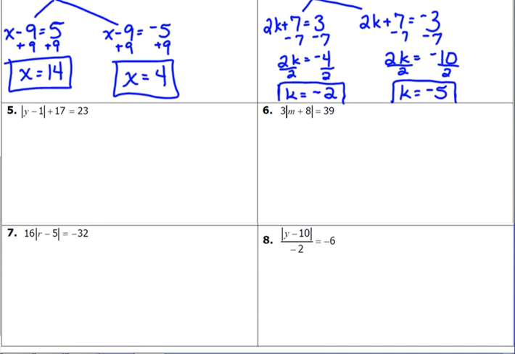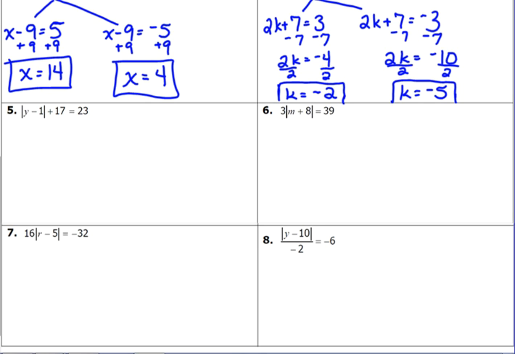Pretty simple, right? All right, so let's look at number 5. Number 5's got a little bit more going on. Here is the first case where we have to get this absolute value expression by itself because we're adding 17 to the end of it.